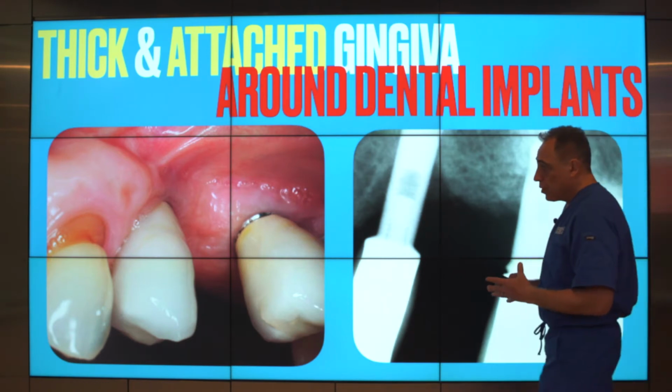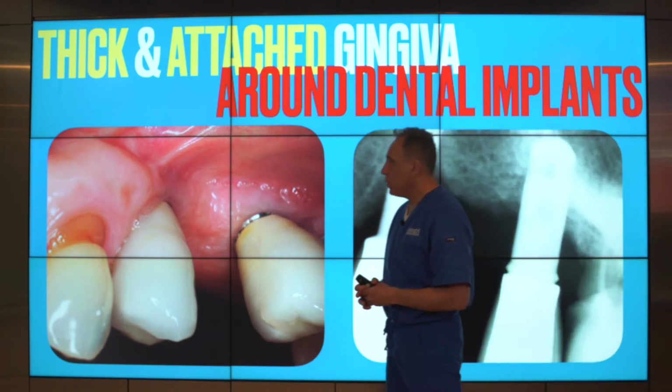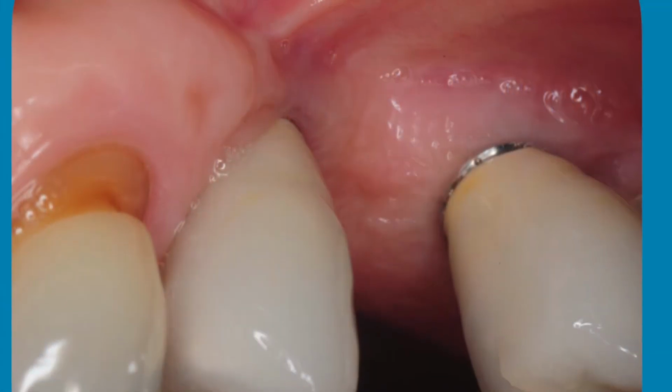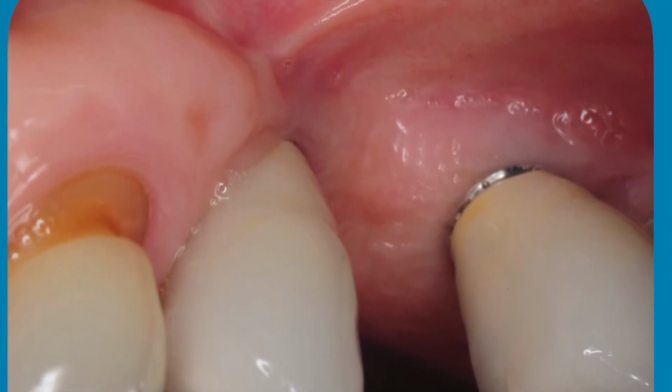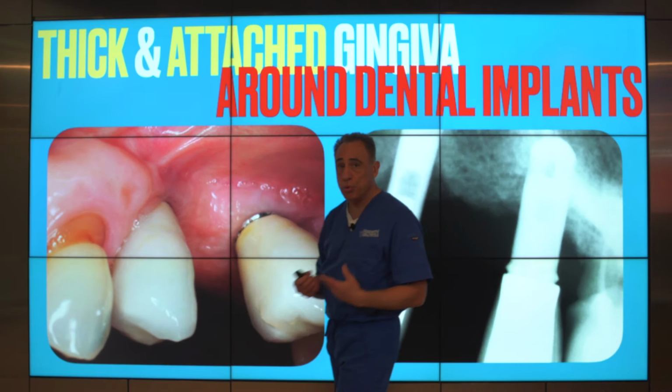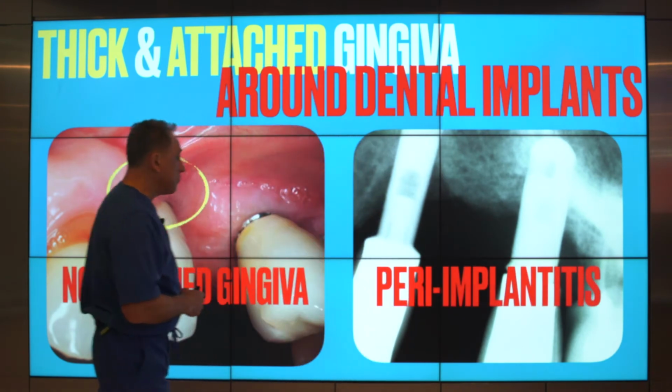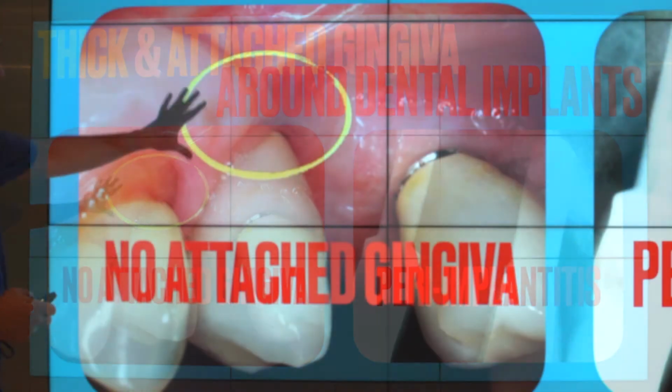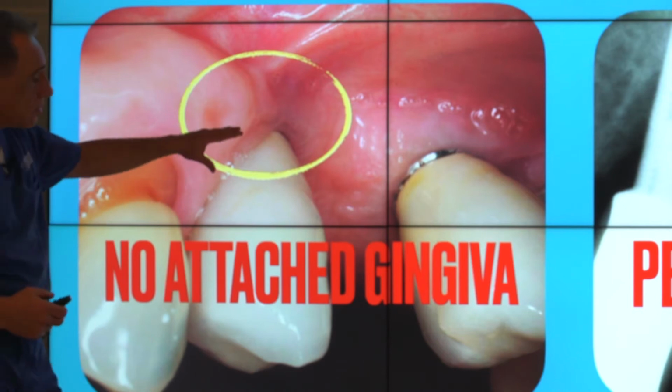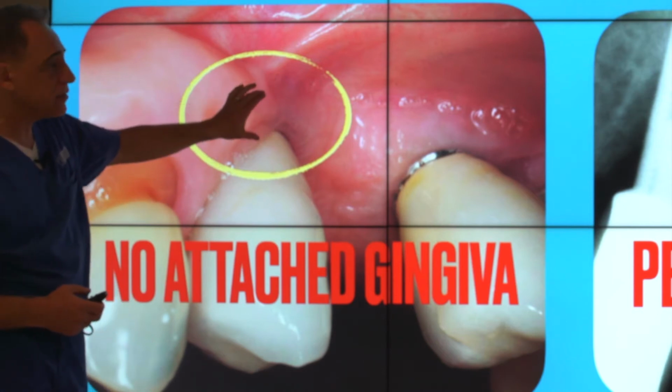They're also very important around dental implants. We know that if dental implants lack this thick and attached gingiva, they can be prone to inflammatory process. Here's an example of a patient that has no attached gingiva around the dental implant.